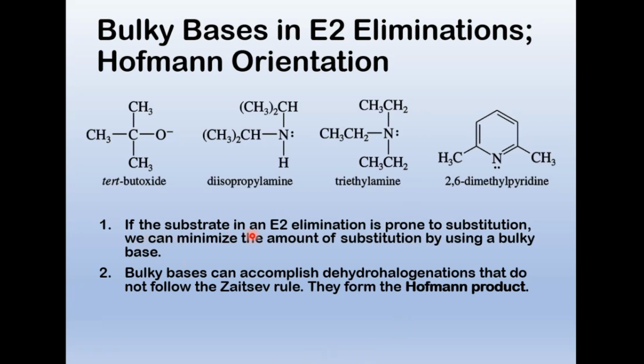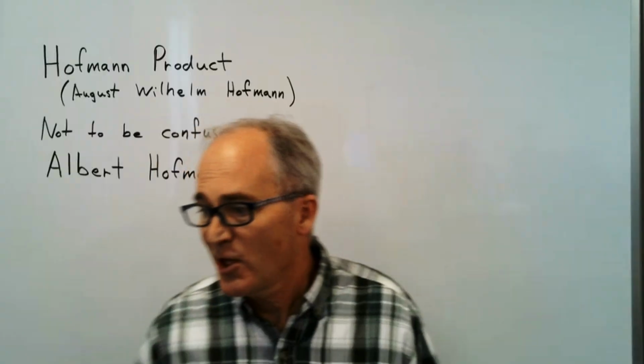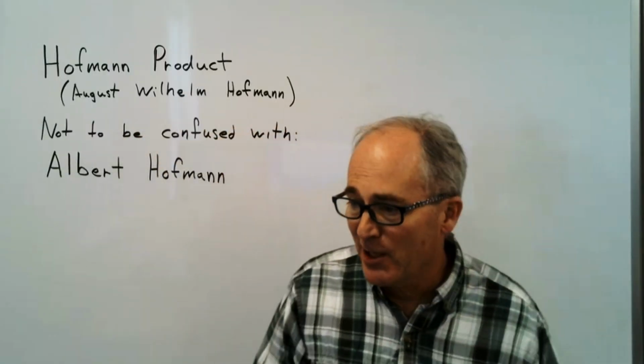If the substrate, that's the alkyl halide in E2 elimination, is prone to substitution, meaning probably ones that aren't tertiary, like secondary or maybe primary, we can minimize the amount of substitution by using a bulky base. What about a bulky base is going to stop it from being a nucleophile? It's big and bulky and it can't get into the nucleus, to the carbon atom. So a bulky base can accomplish dehydrohalogenation to produce a product that does not follow Zaitsev's rule. They form the Hofmann product, not to be confused with the Albert Hofmann product.